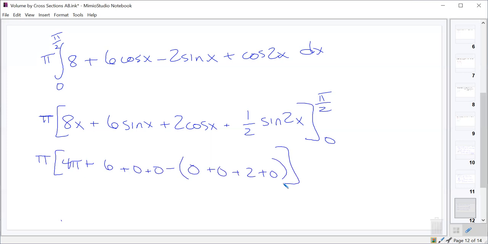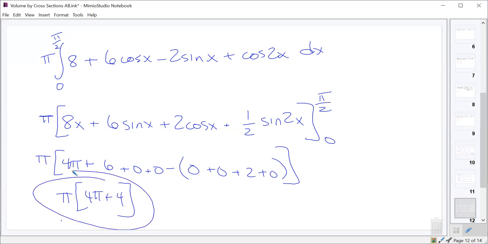All right. What do we get? Pi times 4 pi plus 4. 4 pi times pi plus 1. 4 pi squared plus 4 pi, or whatever you want to call it. There's your volume. Good? Everybody here good? Everybody at home good?